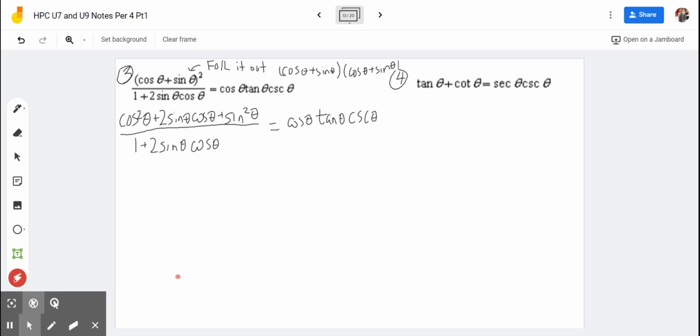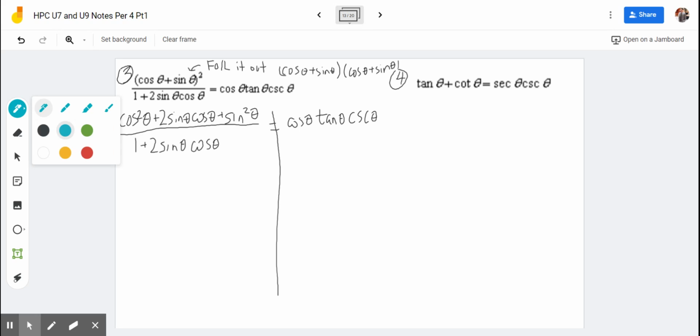So if we're FOILing these two terms out, cosine times cos gives you cos squared, cos times sine gives you cos times sine, and then you have sine times cos. So that's where we get this middle term from, because there's two of those sine times cos terms, and then sine times sine gives you sine squared. I didn't do anything with the denominator yet, and I didn't do anything with the right side yet, right? But it's still equal to cos theta times tan theta times cosecant theta. So same thing, we're going to draw a line all the way down the middle of the equal sign here.